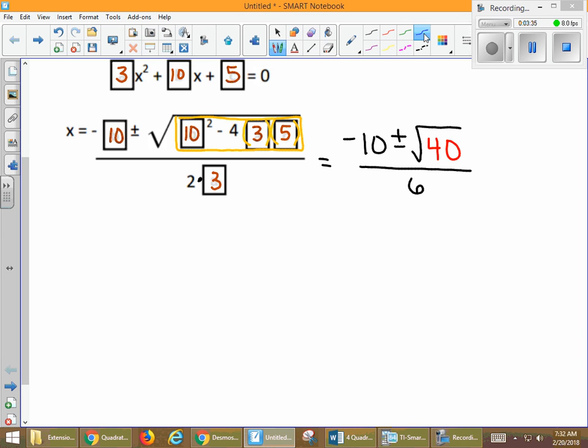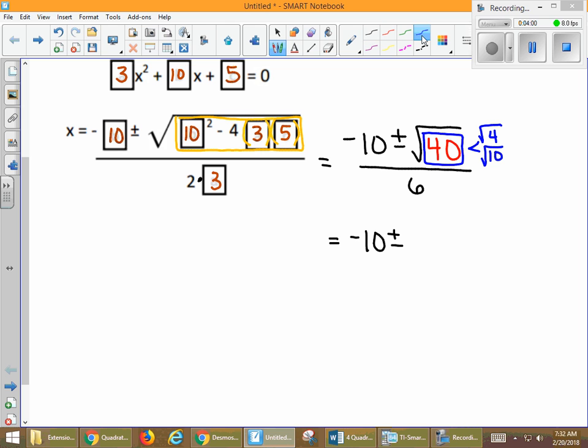So the next thing we're going to do is keep dealing with those square roots. So 40, if we do a factor tree and think about our perfect squares, the biggest perfect square that goes into 40 is 4. So I can change this square root of 40 into square root of 10 times square root of 4. And the square root of 4 is 2.